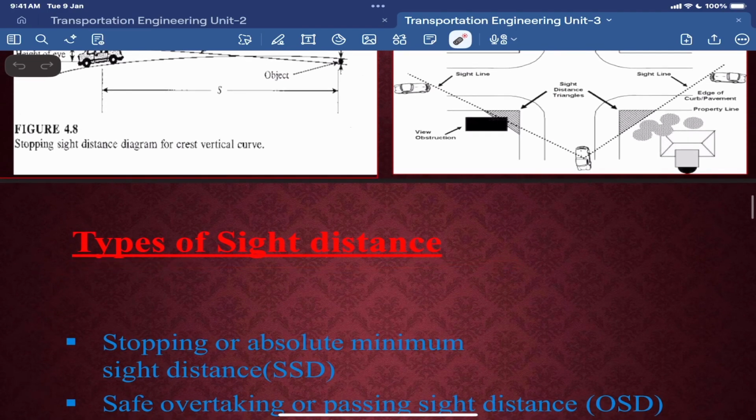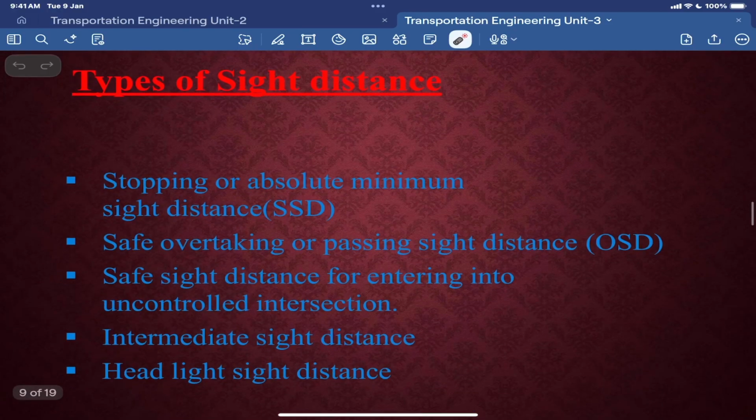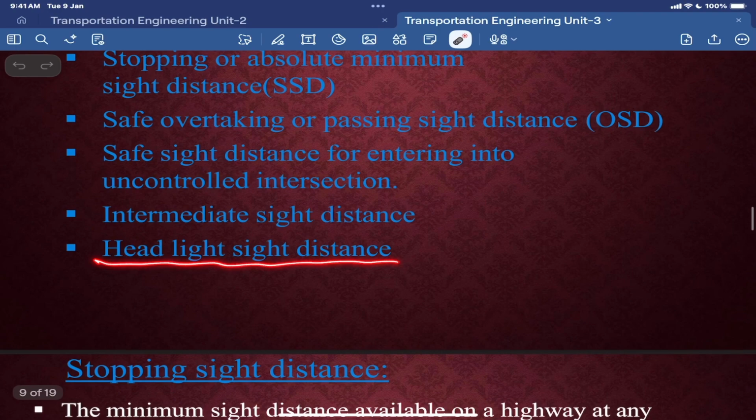Types of sight distance: stopping or absolute minimum sight distance, SSD; safe overtaking or passing sight distance, OSD; safe sight distance for entering into uncontrolled intersections; intermediate sight distance; headlight sight distance.